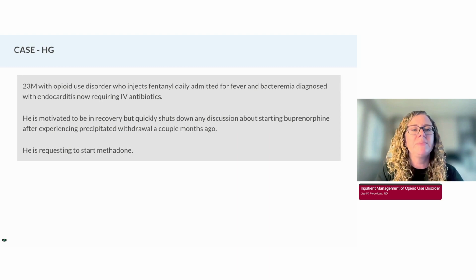So let's go on to a case. We have a 23-year-old man with a past medical history of opioid use disorder who's injecting fentanyl daily. He's admitted for fever and bacteremia and diagnosed with endocarditis.